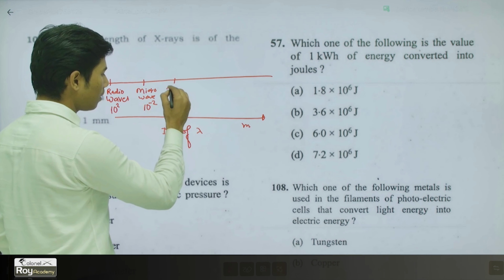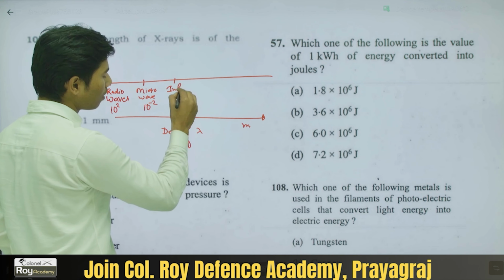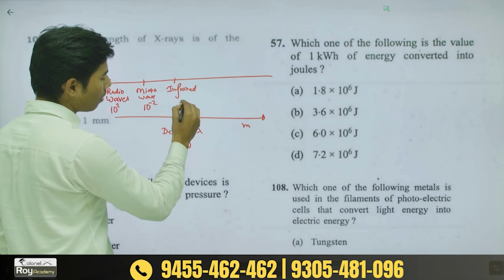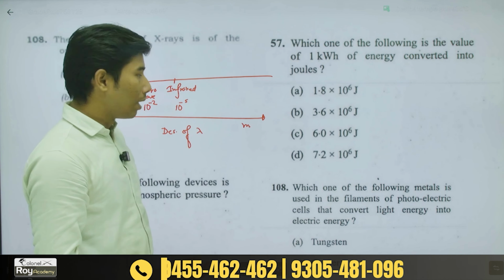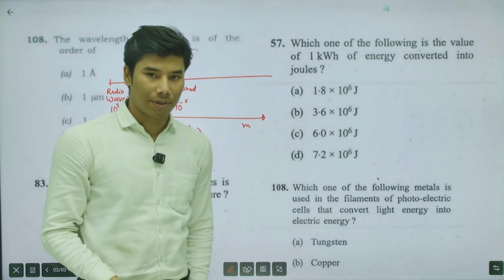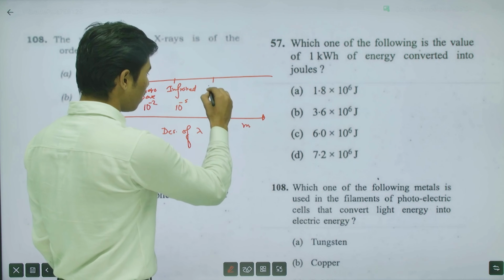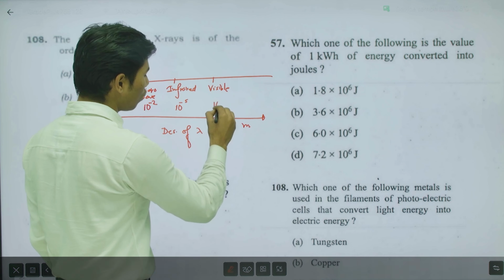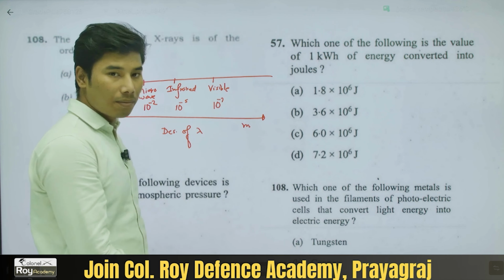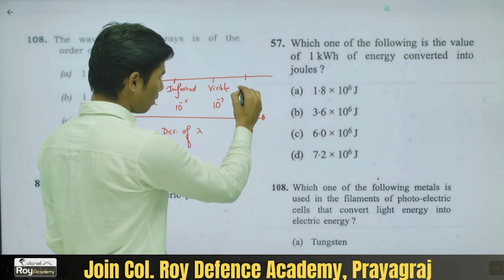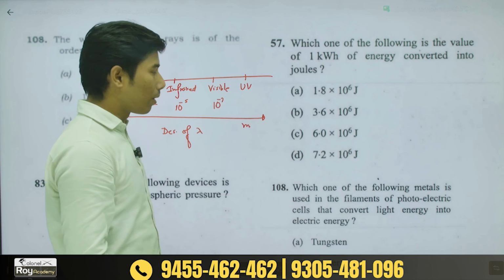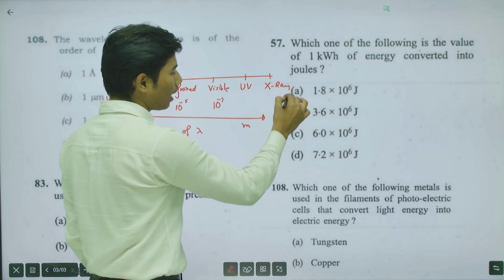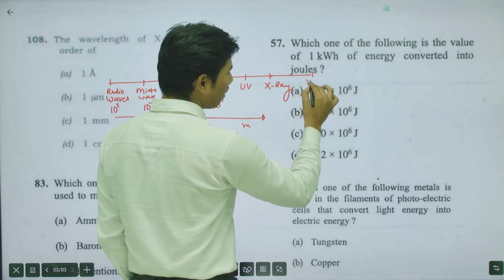And after that there is infrared, and that is approximately 10 to power minus 5 meter. Then after that is the visible ray, that is approximately 10 to power minus 7 meter. And then there are UV rays, and then there are X-rays, and the last one is gamma rays.